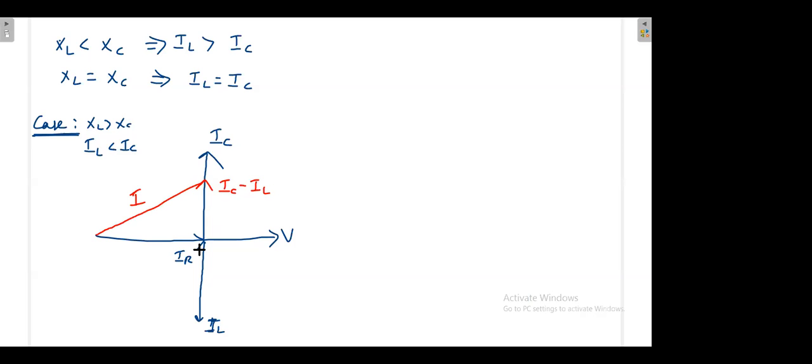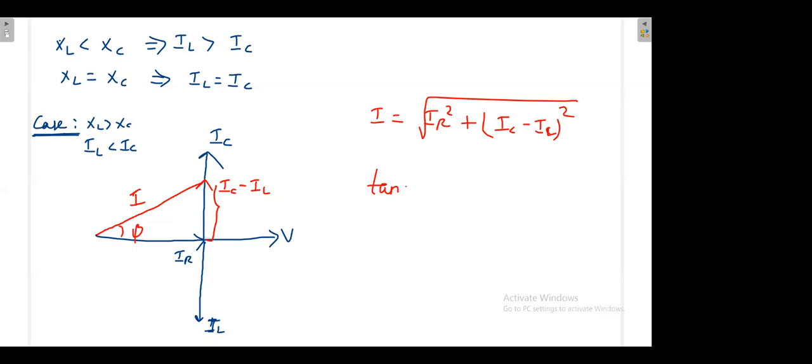Now this is IR. This level is IC minus IL. Then this is phi. From this triangle, I can write I is equal to the square root of IR squared plus (IC minus IL) squared. Then tan phi is equal to (IC minus IL) divided by IR. And cos phi is equal to IR divided by I.